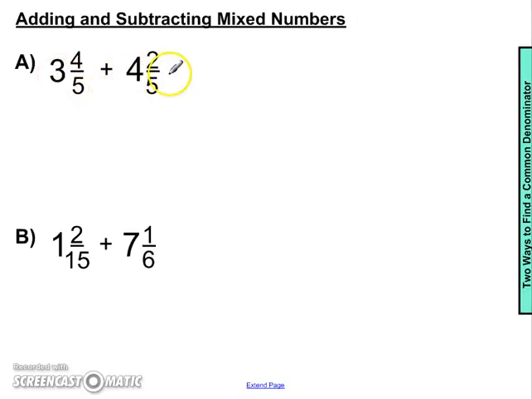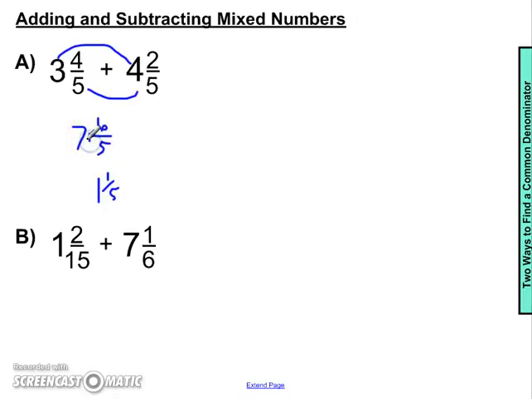So 3 plus 4, well, that is 7, so that is me putting the whole number part together. And then the fractional part together, because I do have common denominators, I can go over 5, and 4 plus 2 is 6. And so now in this particular case, I have 7 and 6/5. Now the small problem with that is we don't want an improper fraction as part of a mixed number. So one thing I have to realize here is this in and of itself is a mixed number. 5 goes into 6 one whole time with 1/5 left over.